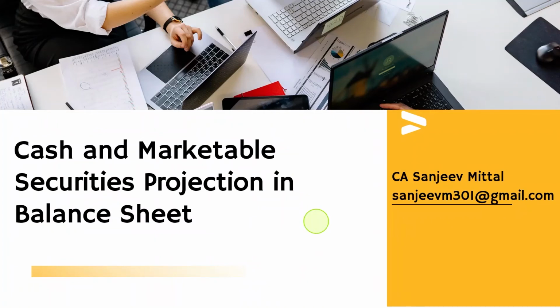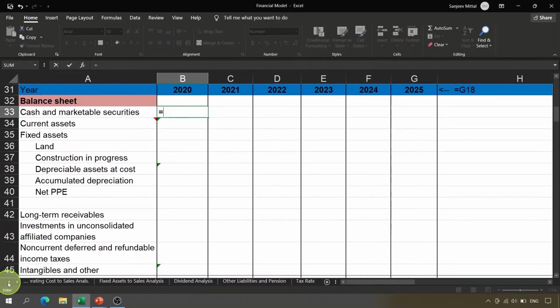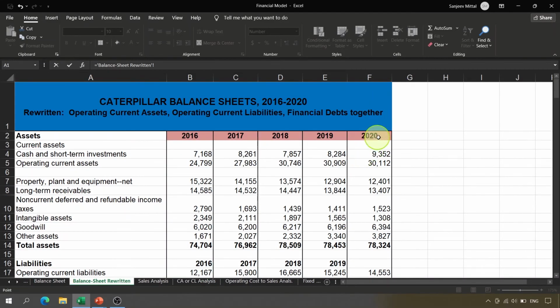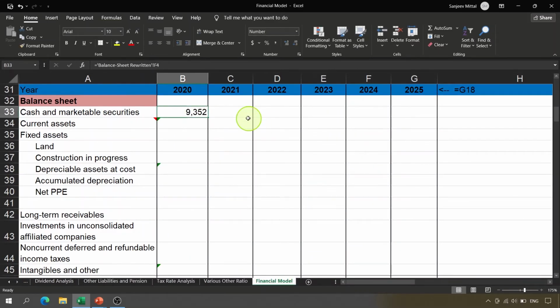Let's try to find our cash and marketable securities projections in the balance sheet. When we go to our financial model, we can simply see our cash and marketable securities inside this particular format. So, for the year 2020, we already have our cash and marketable securities. So, I go to our rewritten balance sheet. Inside the rewritten balance sheet, if you see the year 2020, the cash and short-term investment is written as 9,352, which I have written here. Now, after that, for the year 2021 onwards, we need to project the numbers.